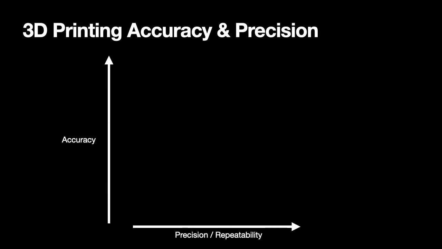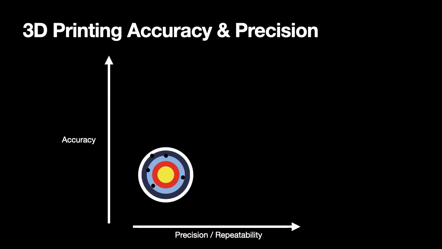So there is no true relationship between accuracy and precision. The accuracy of a print refers to how well that object conforms to its original form, while resolution is simply the smallest feature that can be printed in a particular plane, whereas precision is repeatability. So let's look at this chart of accuracy versus precision, or repeatability as we should actually refer to it.